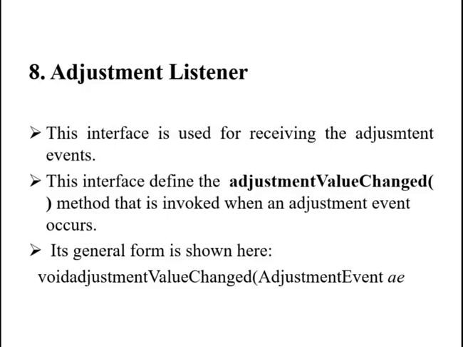It also includes various methods, that is Adjustable getAdjustable(), int getAdjustmentType() and int getValue(). Adjustable getAdjustable() means return the object that generated the event. Next one is int getAdjustmentType(), which means return one of the 5 constants that represent the type of event. And the next one is int getValue(), which means return a number that represents the amount of adjustment.